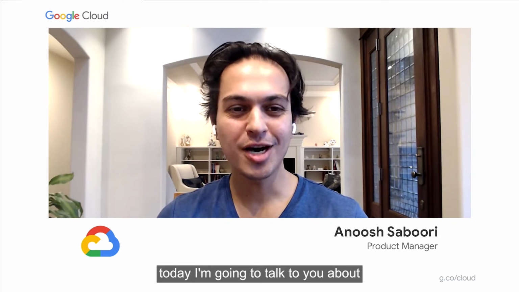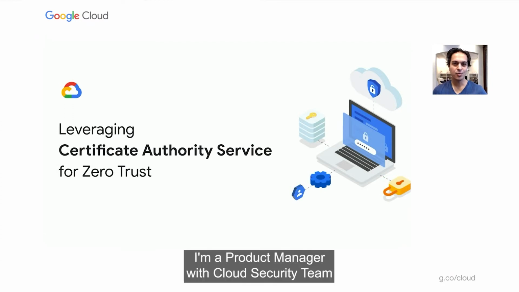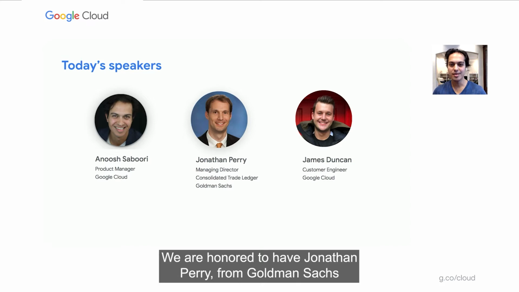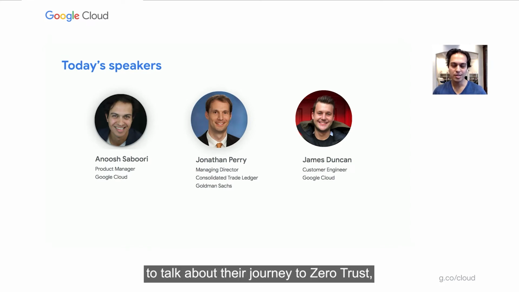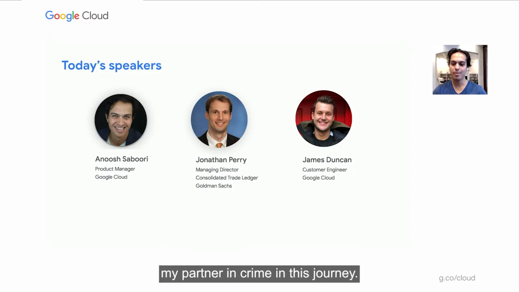Today, I'm going to talk to you about how Certificate Authority Service can be used for Zero Trust. I'm a product manager with the Cloud Security team working on Zero Trust. We're honored to have Jonathan Perry from Goldman Sachs to talk about their journey to Zero Trust, and James Duncan, customer engineer from Google, my partner in crime in this journey.